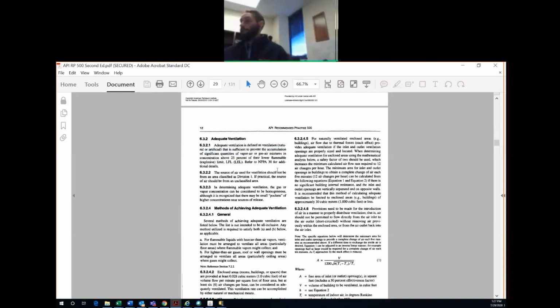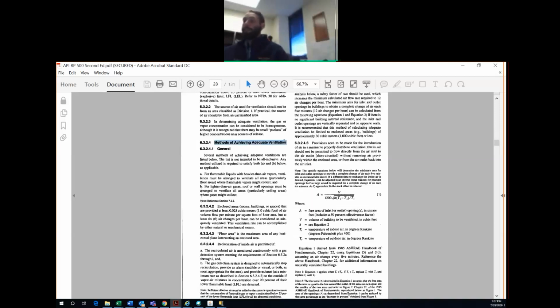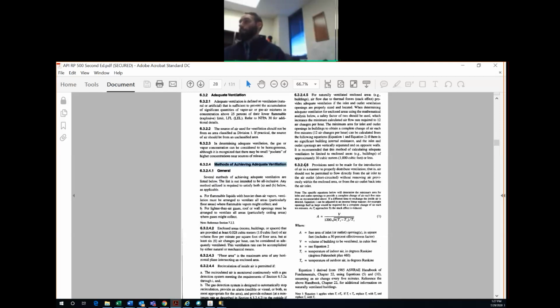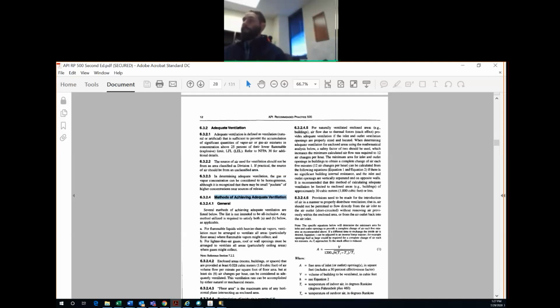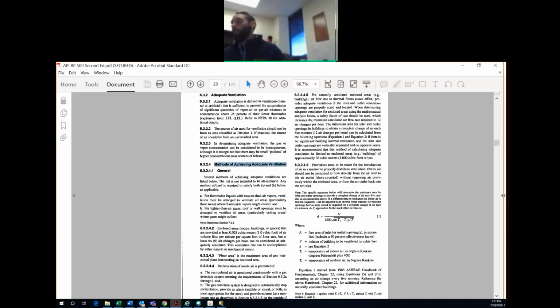Now, they give you different methods for achieving adequate ventilation. You can use mechanical methods where you actually are forcibly exchanging air at a certain rate, 6 air changes per hour specifically, or you can do certain things with the walls of the building and louvers where you create natural ventilation. But either way, the simple definition after it's all said and done is can gas accumulate at 25% LEL?